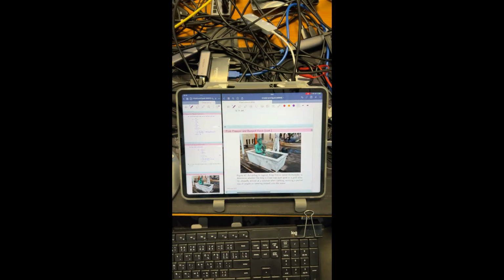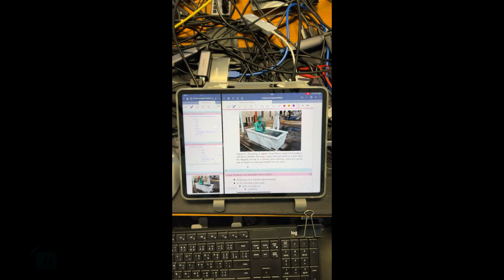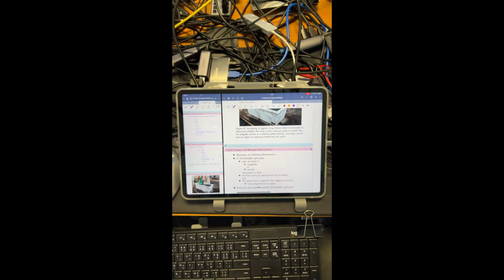Because of this experience, he felt that he was lighter, his weight was lighter, and he created that rule. He concluded that the fluid exerts an upward force on the object, and the upward force is equal to the weight of the fluid that is displaced by the object.